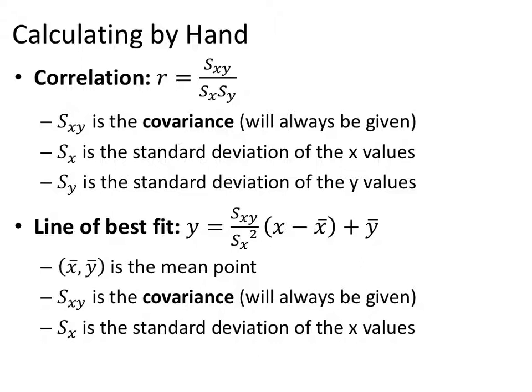So we learned how to calculate standard deviation back in topic 2. For your line of best fit, the slope is your covariance, S sub xy, divided by the standard deviation of your x's squared. And then x bar and y bar are the mean of your x coordinates and the mean of your y coordinates. So add them all up, divide by how many there are.